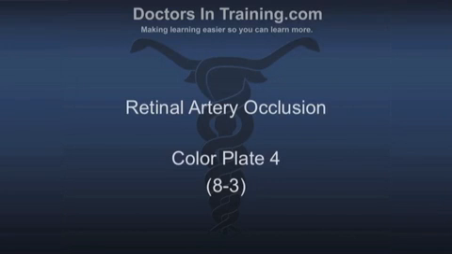So take a look at color figure 8-3. You see here retinal artery occlusion, that cherry red spot. So what can cause a cherry red spot that looks like that? Retinal artery occlusion can cause this, as can Niemann-Pick disease, and also Tay-Sachs disease. All three can cause those.